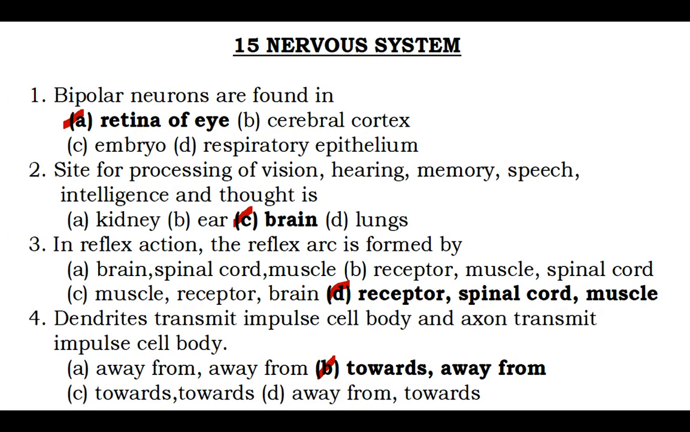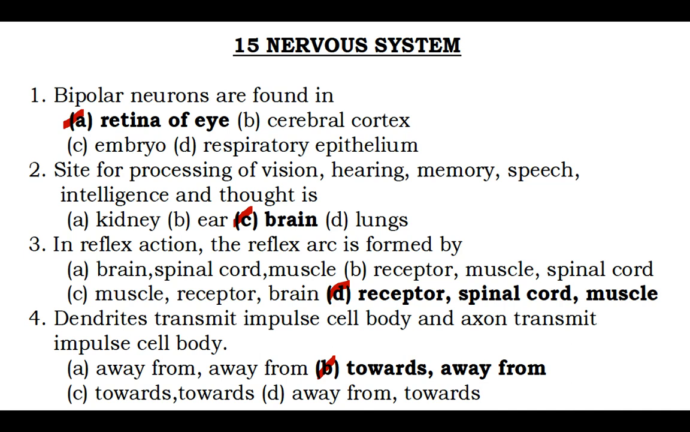Fifteenth lesson, nervous system. Question number 1. Bipolar neurons are found in option A, retina of the eye. Question number 2. Site for processing of vision, hearing, memory, speech, intelligence and thought is option C, brain. Question number 3. In reflex action, the reflex arc is formed by option D, receptor, spinal cord, muscle.